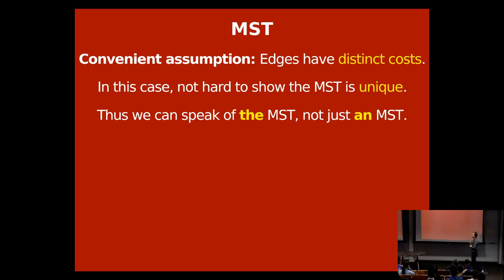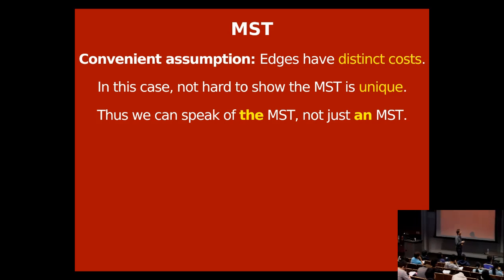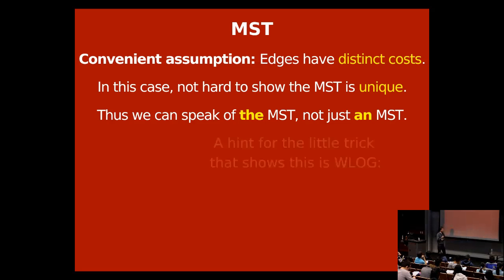Now I'm going to make a simplifying assumption when we're studying the minimum spanning tree, which is that all the edges have distinct costs. And if you make this assumption, it's not hard to show that the minimum spanning tree is actually unique. And that's convenient. It's even grammatically convenient because you can speak of the minimum spanning tree rather than a minimum spanning tree.